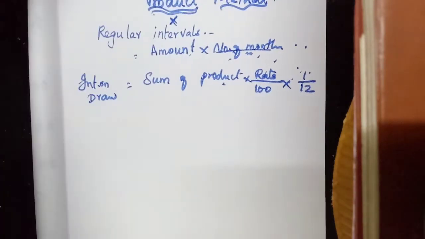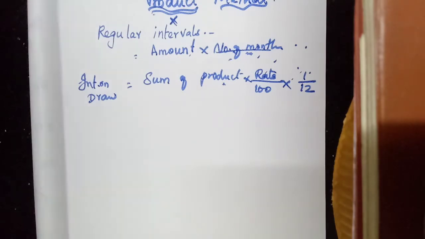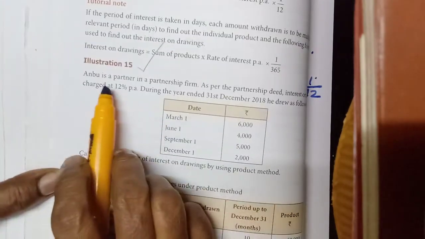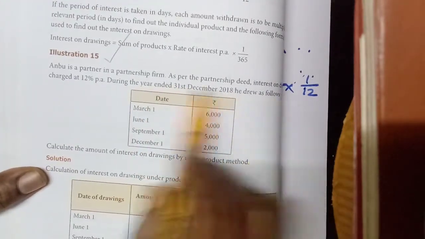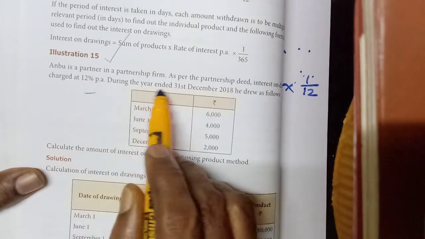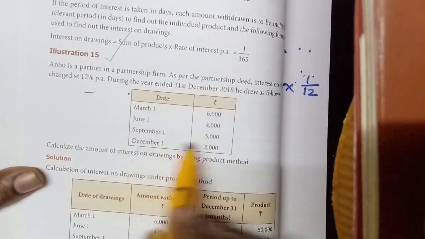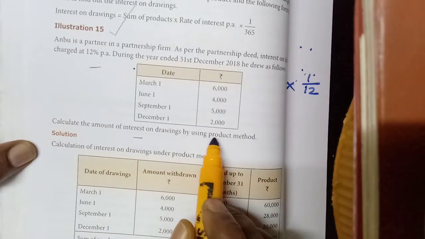Okay, I will show one problem for you. Illustration 15. Anbu is a partner in a partnership firm. As per the partnership deed, interest on drawings is charged at 12%. During the year, he drew as follows: March 1, June 1, September 1, December 1. Calculate the amount of interest on drawings by using product method.